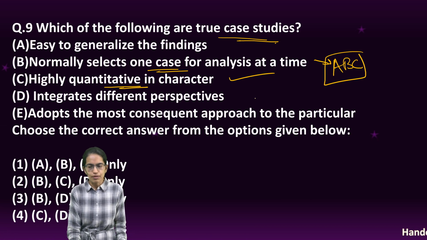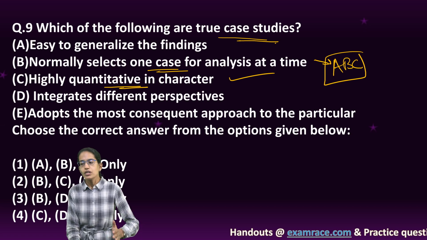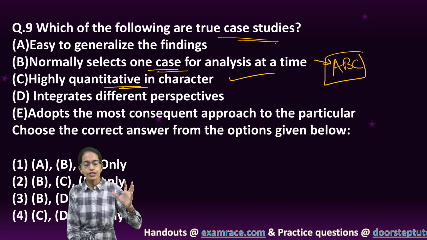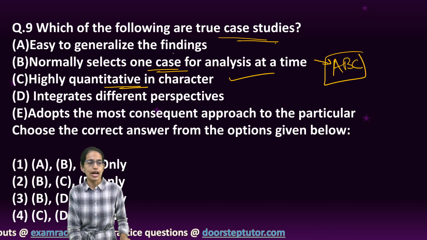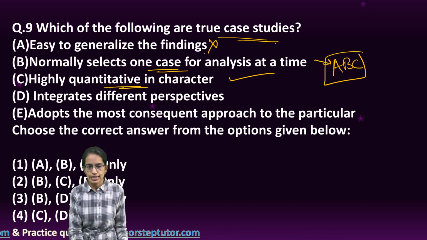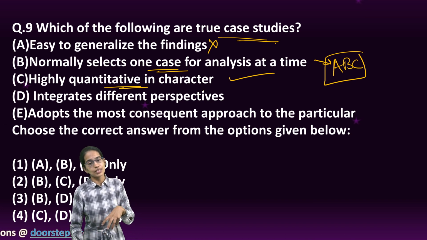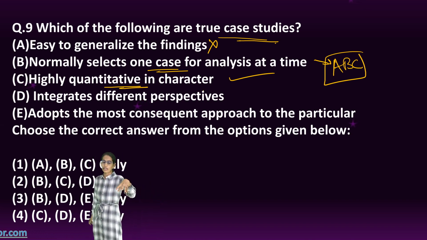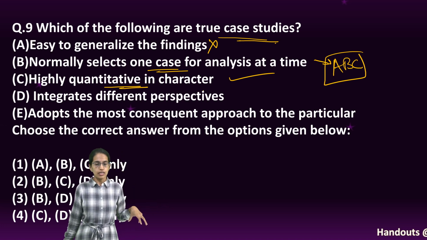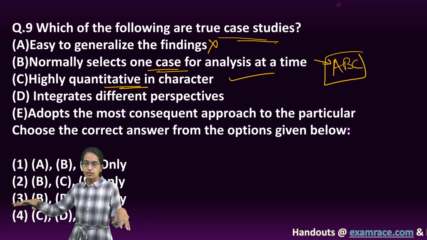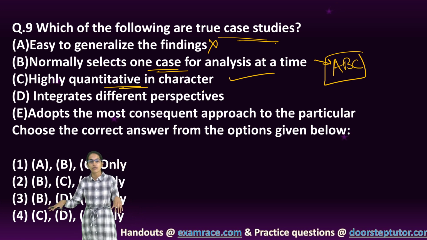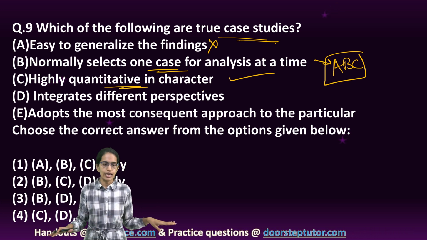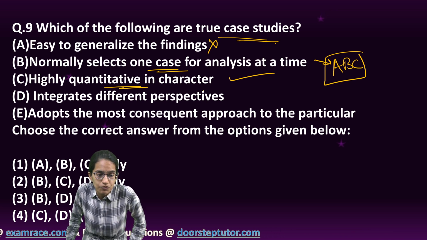And at the same time, I am also trying to have a kind of very broad understanding. So it's easy to generalize the finding. That's incorrect, because if I'm saying this case study for ABC paper mills would apply to XYZ as well? No. The locality, the inputs for the XYZ could be very different. So it's easy to generalize? Definitely not. It integrates different perspectives.